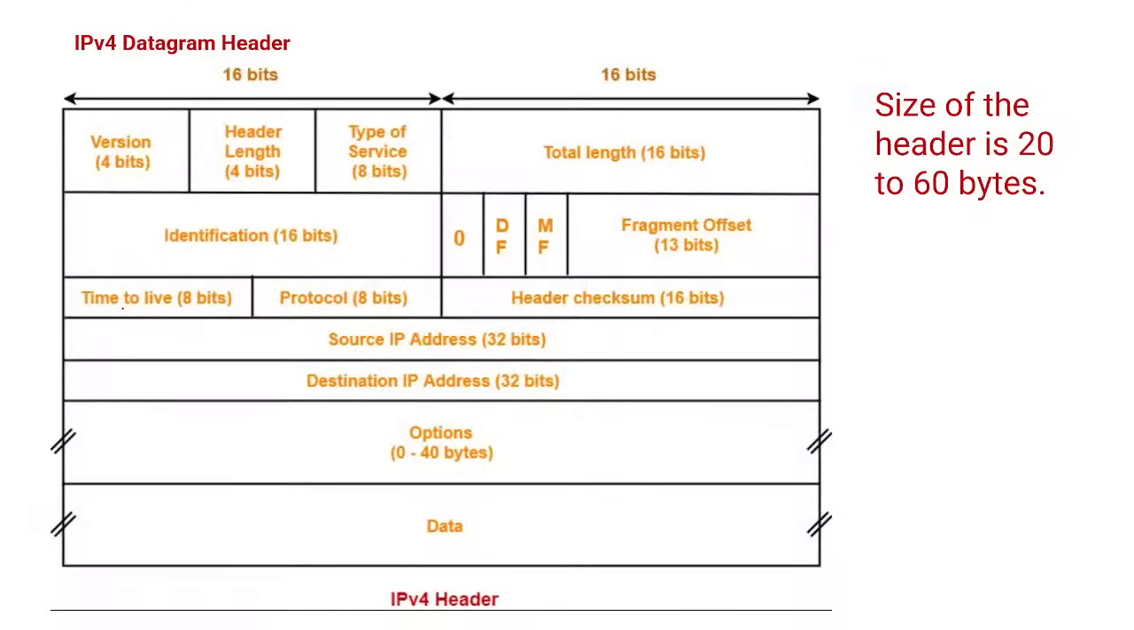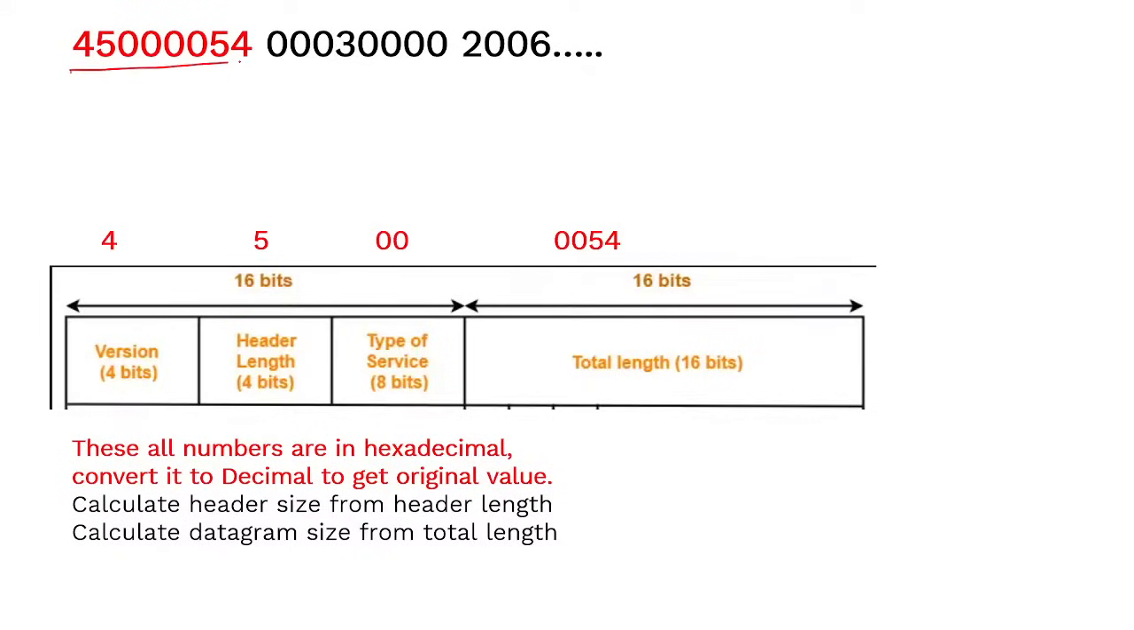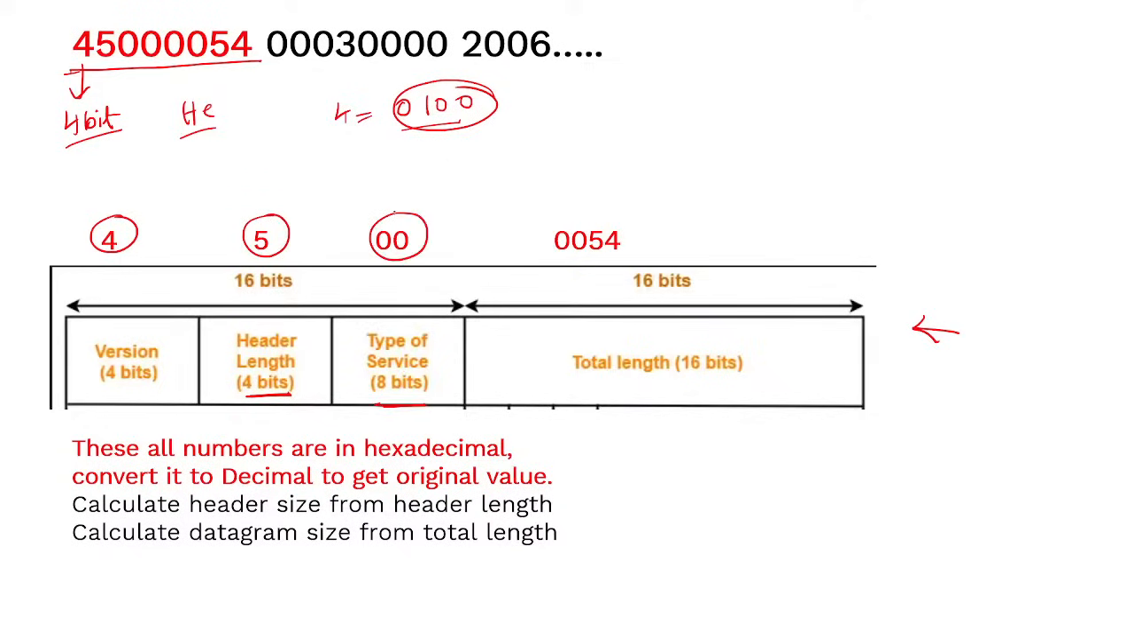Now, how to solve it? As I told you, it is a hexadecimal number. One by one, you have to take the rows. This is the first row. Each number is actually 4 bits because it is hexadecimal. 4 is actually 0100. So the 4 is the version, then 16 bits here. Taking 4 bits, that is the 4, 5. Here it is 8 bits, so take 2 digits. Here it is 16 bits, so take 4 digits.